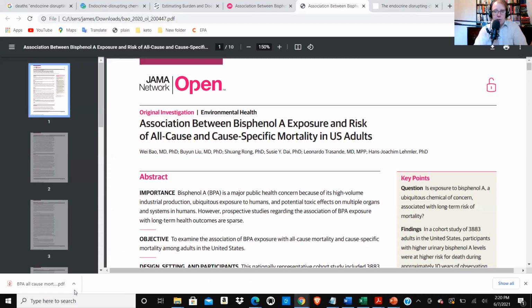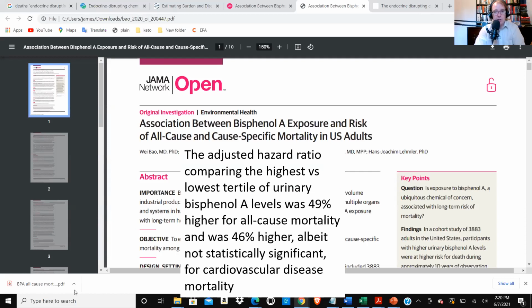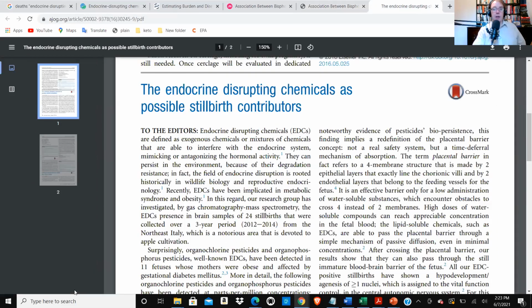So, the association between bisphenol A exposure and risk of all-cause and specific mortality in the U.S. This message from JAMA is that exposure to BPA, just one of the EDCs, is associated with a higher risk of death from all causes. The adjusted hazard ratio comparing the highest versus lowest tertile of urinary bisphenol A levels was 49% higher for all-cause mortality and was 46% higher, albeit not statistically significant, for cardiovascular disease mortality. All-cause mortality has a 50% increased risk if you have high bisphenol A levels. So this is really super important.